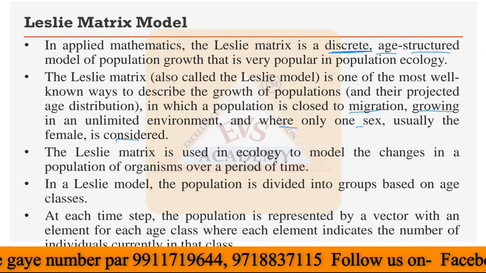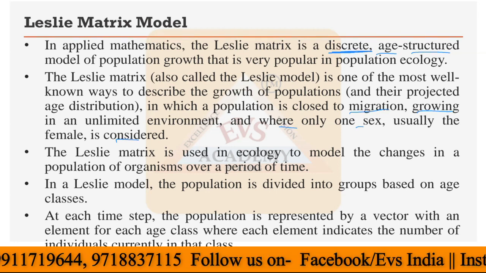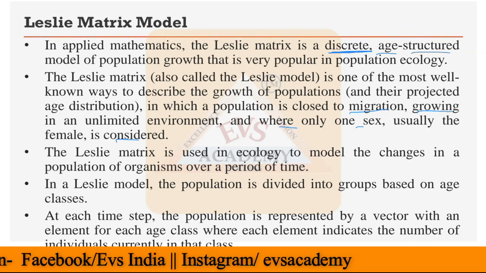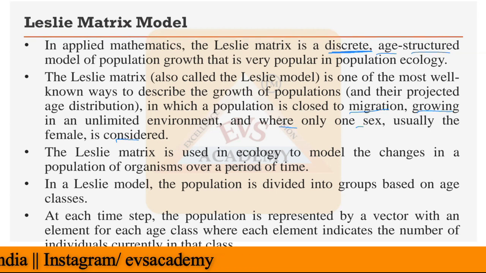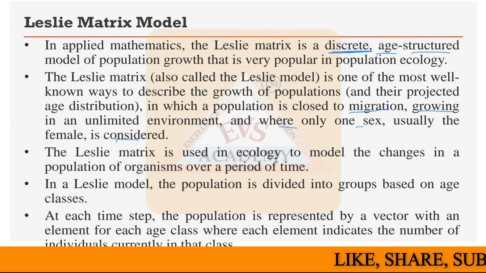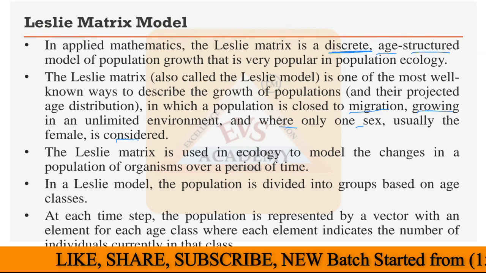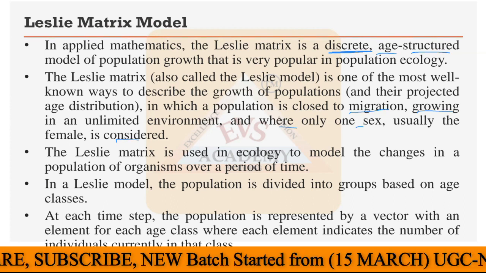And we are considering only the 1:6 ratio, that is the female here. The Leslie matrix is used in ecology to model the changes in a population of organisms over a period of time. How it is changing over a period of time, that we can define with the help of the Leslie matrix model.